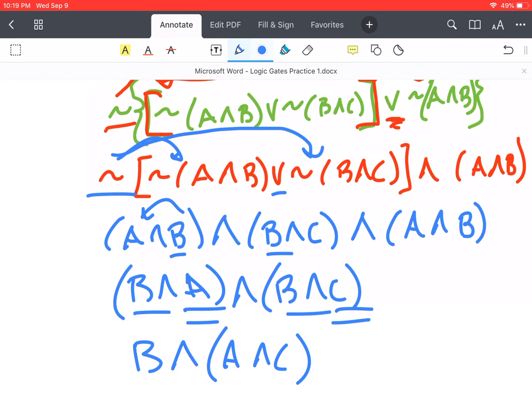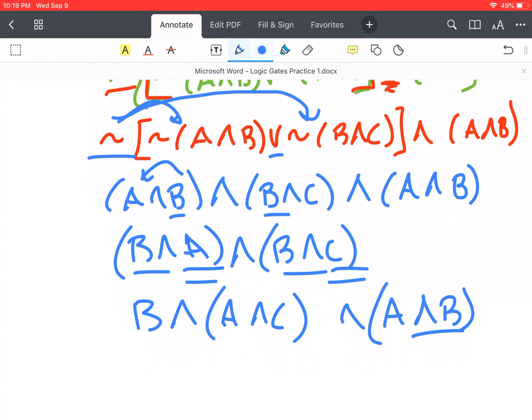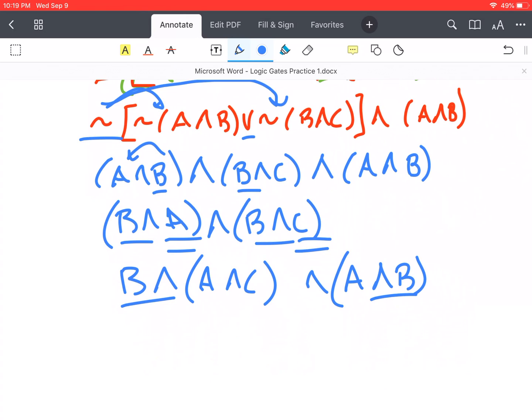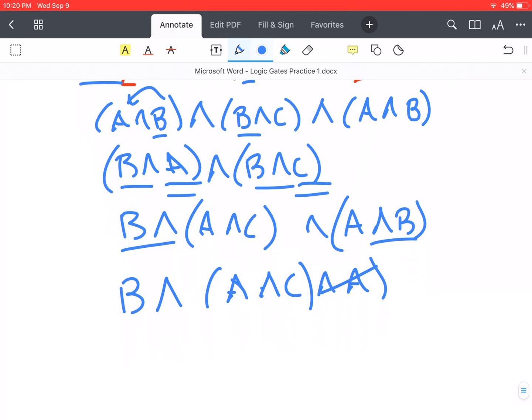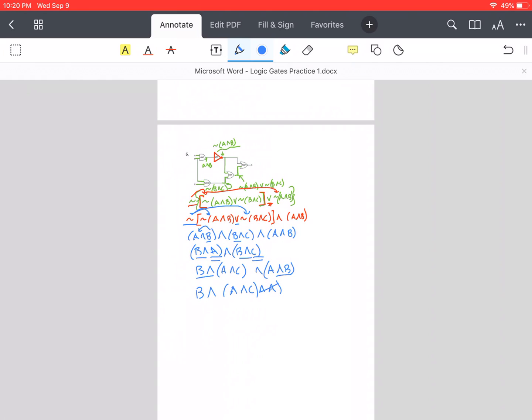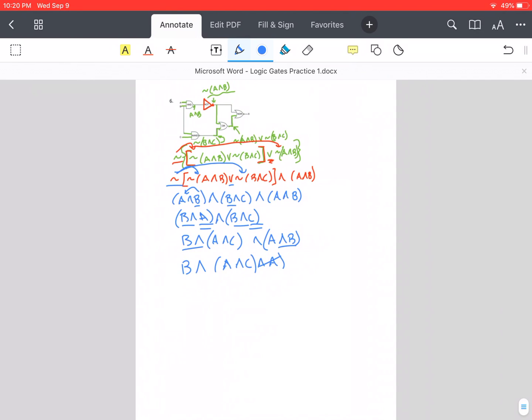And then kind of the same way here, where we have this and A and B. If we want, we could factor this B and out. We can factor those out, and we'll be left with B and this becomes A and C and A. And these A and A's, A and A is the same thing as just saying A. So you can see this really simplifies to just B and A and C. So while the diagram got really complex and the statement got really complex, it really simplified easily to just A and B and C.